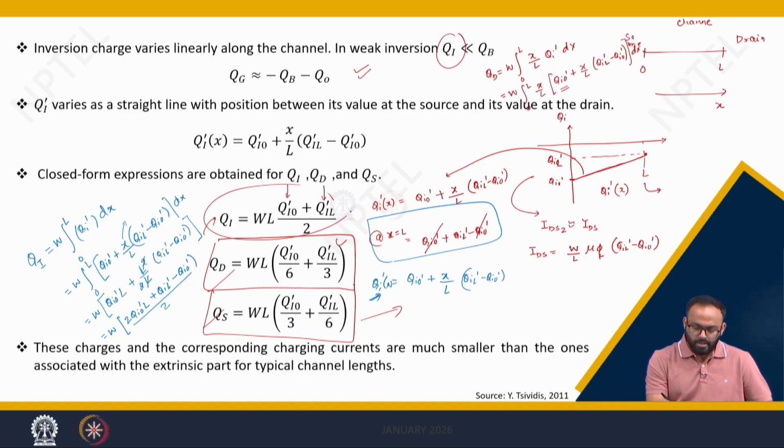We said that the inversion charge is nothing but just half of the sum of Qi0 and QiL. So here Qi is nothing but W into L into Qi dash 0 plus Qi dash L divided by 2.